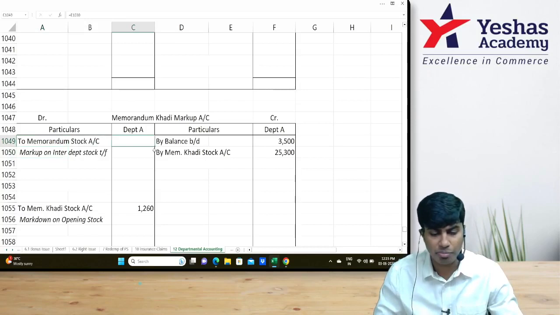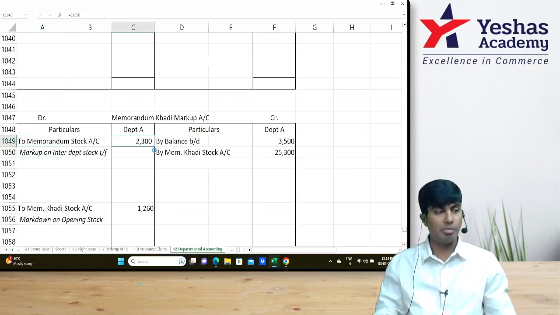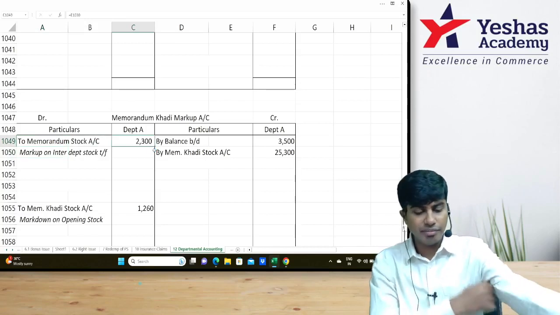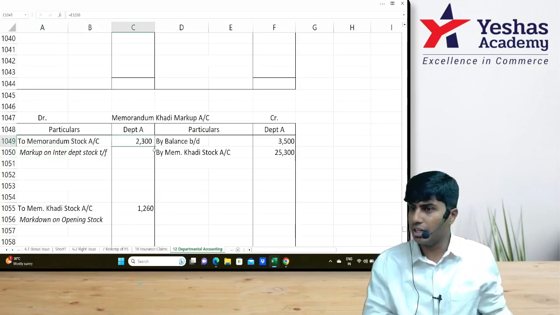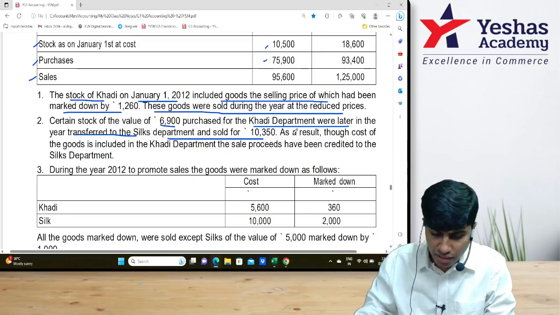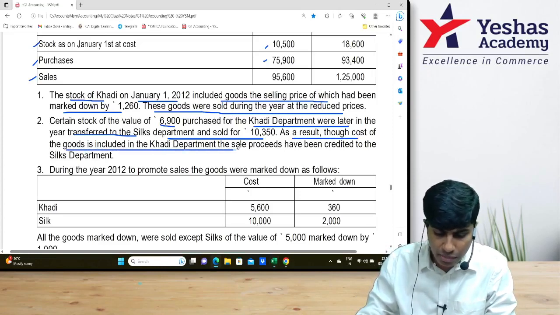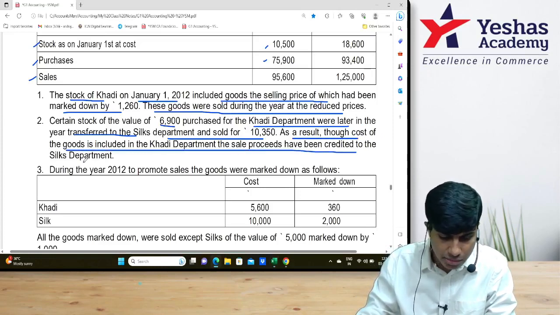Markup on inter-department stock transfer 2,300. Am I right? How many of you didn't understand? Okay, everyone has understood? Fantastic. What's after that? As a result, though the cost of the goods is included in Khadi department, the sale proceeds have been credited to sales department.